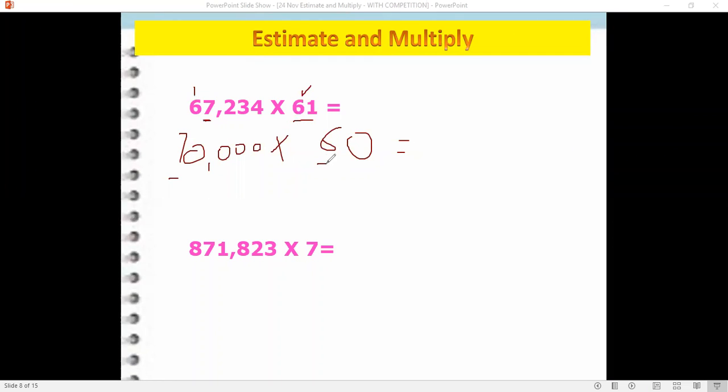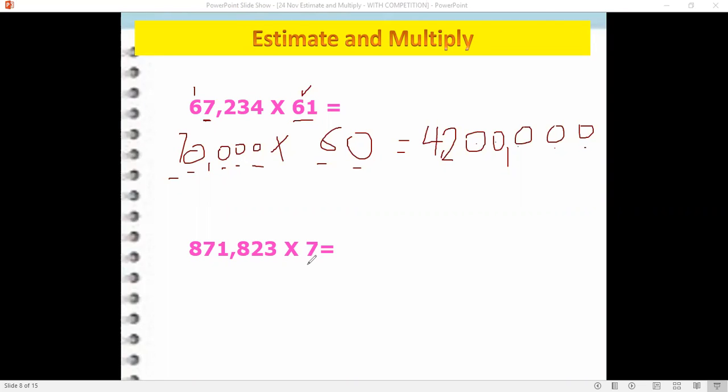7 times 6 is 42. And then you need to count the zeros. How many zeros do we have? 1, 2, 3, 4, and 5. So let's write 1, 2, 3, 4, and 5. Where will be the comma? 1, 2, 3, comma. 1, 2, 3, comma. So our answer is 4,200,000. Let's have the next one.